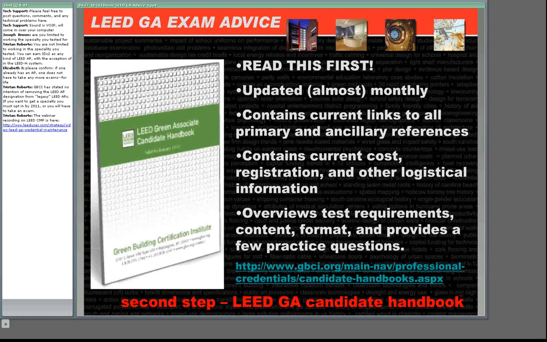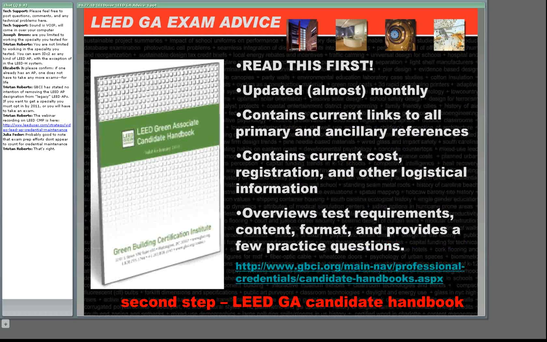Moving into it. When you're getting ready for the LEED Green Associate exam, the first thing I want you to do is download, it's completely free, it's on the GBCI website, the LEED Green Associate Candidate Handbook. They update this monthly, essentially. It hasn't been every month, but pretty much every month or every 2 months they've been updating it as new information comes out. This contains all of that logistical info.